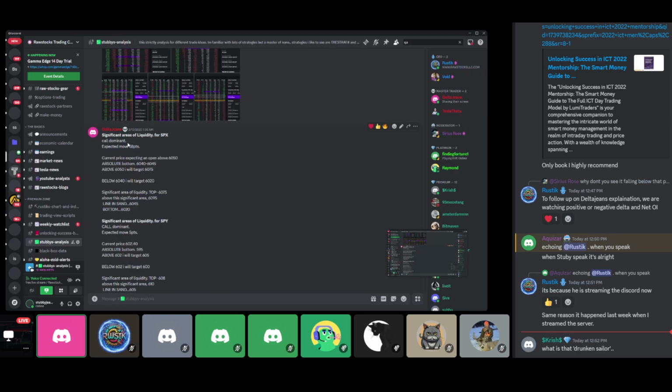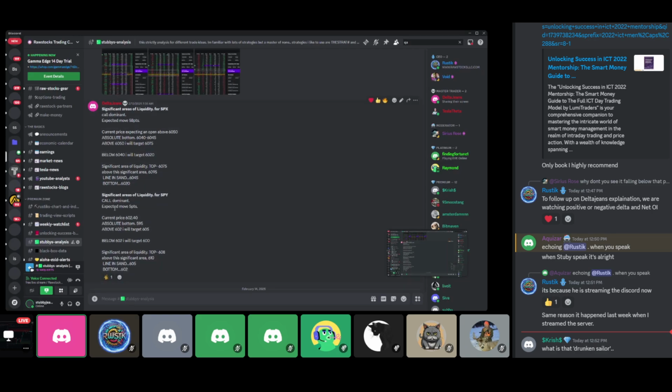So this is on 213. Call dominated, expected move 5 points. So we know that in the pre-market that we're call dominated. That means the upward move isn't going to be as hard as coming down. That's just because gamma is going to increase those deltas significantly as volume pushes us up. So current price is 602.40. That's from the pre-market. Absolute bottom is 595. So if we get below 602, I will target 600.